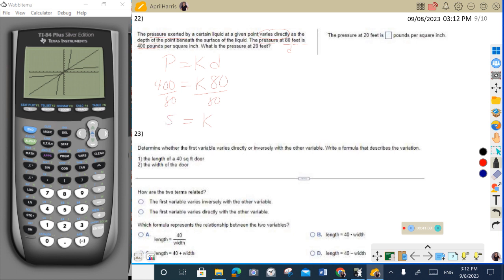All right. So now you can rewrite your equation as P equals 5 times D. And then it says, what is pressure? Find P at a depth of 20 feet. So you put in 20, 5 times 20 is 100, which is what I hope you make on this test.